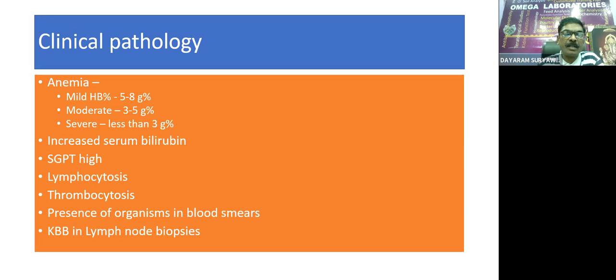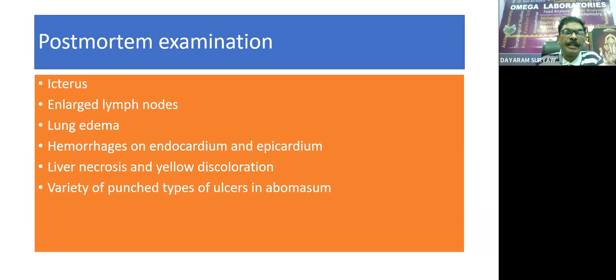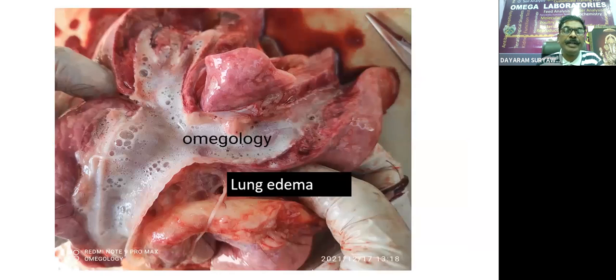Or we can get KBB circulating in the circulating blood also. Postmortem examination: icterus will be there, enlarged lymph nodes are there, lung edema, hemorrhages on the endocardium and epicardium, liver necrosis, yellow discoloration of the liver, and a variety of punch type ulcers can be noticed in the abomasum. So we can see the different postmortem lesions over here.